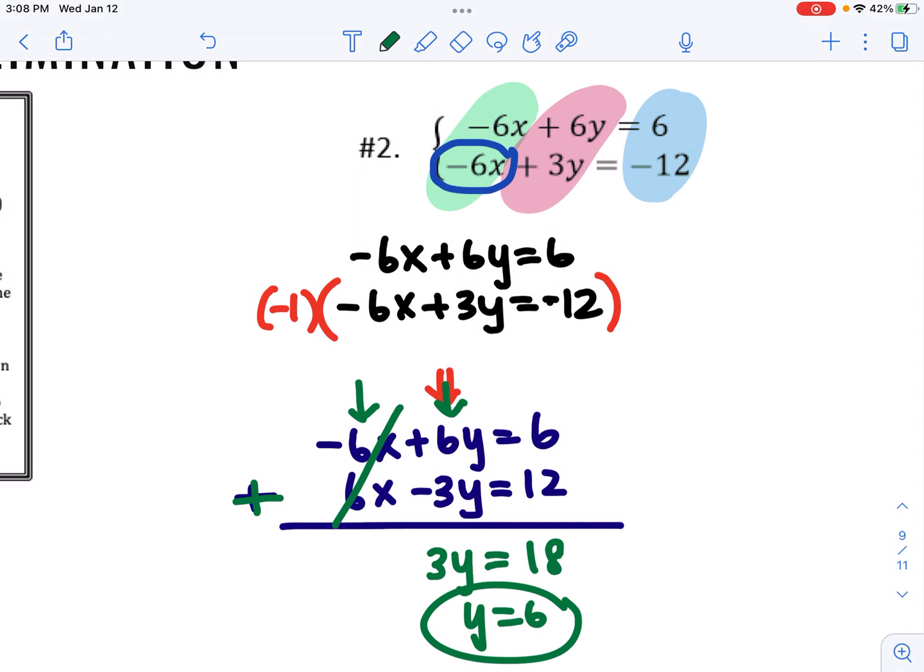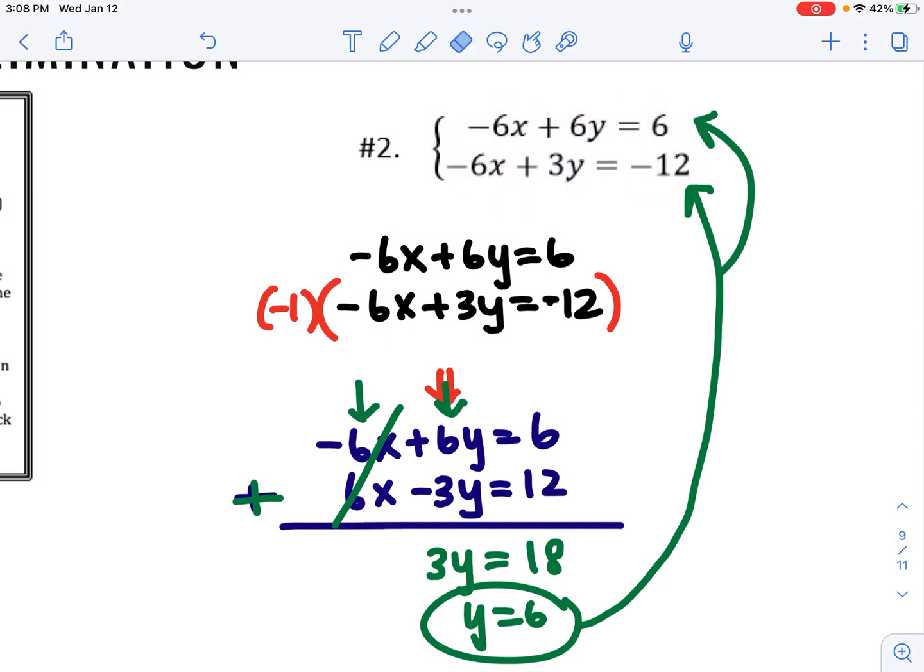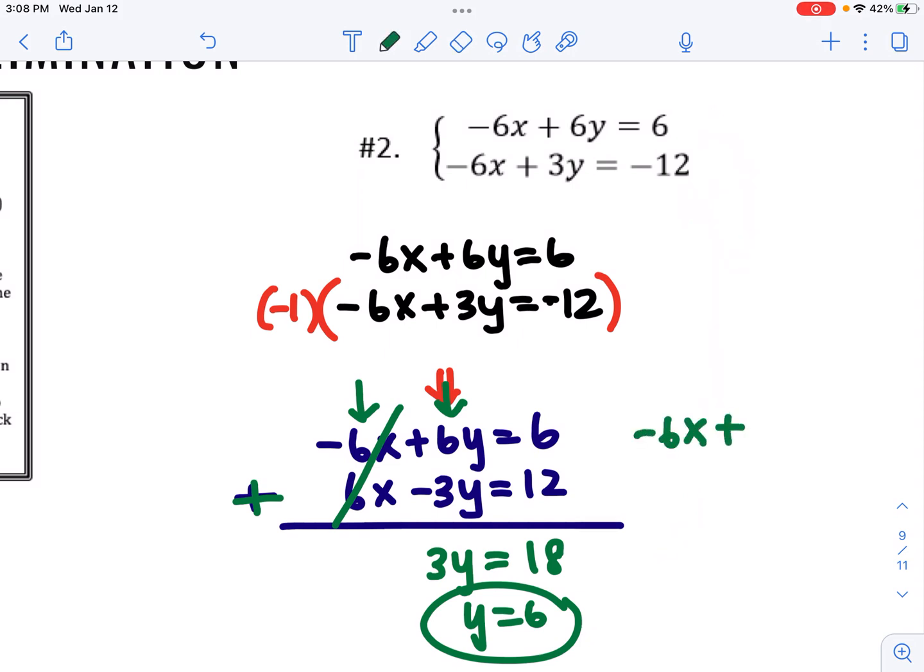Now from here, once again, take this 6, plug it into either of my original equations. Not any of the other ones, always into the original. It does not matter which one I plug it into. I'm going to choose just the first one. So if you have -6x plus 6 times 6 equals 6, lots of 6's here. -6x plus 36 equals 6.